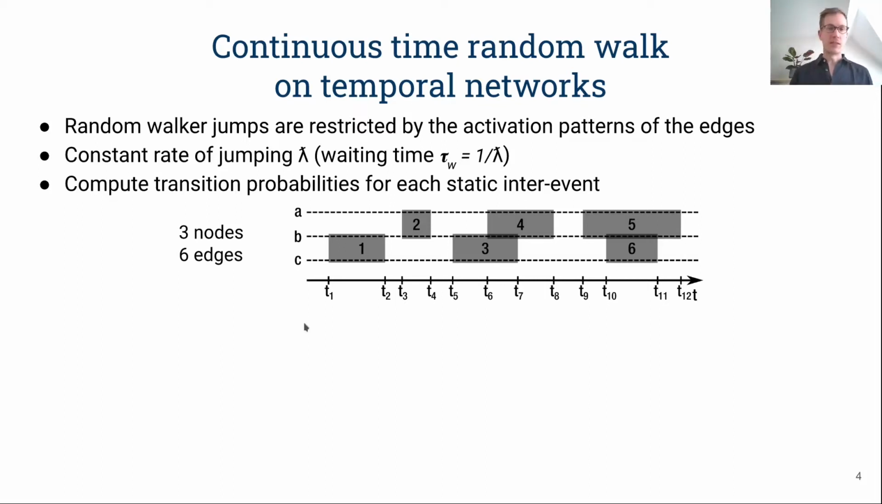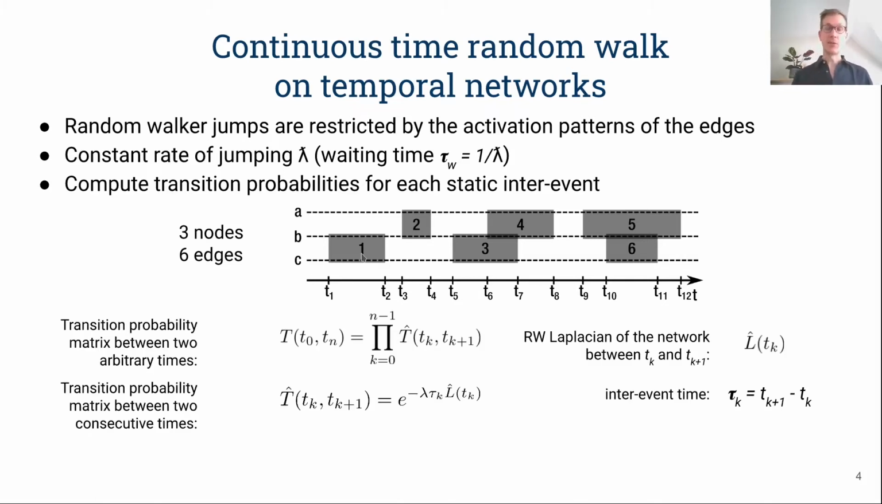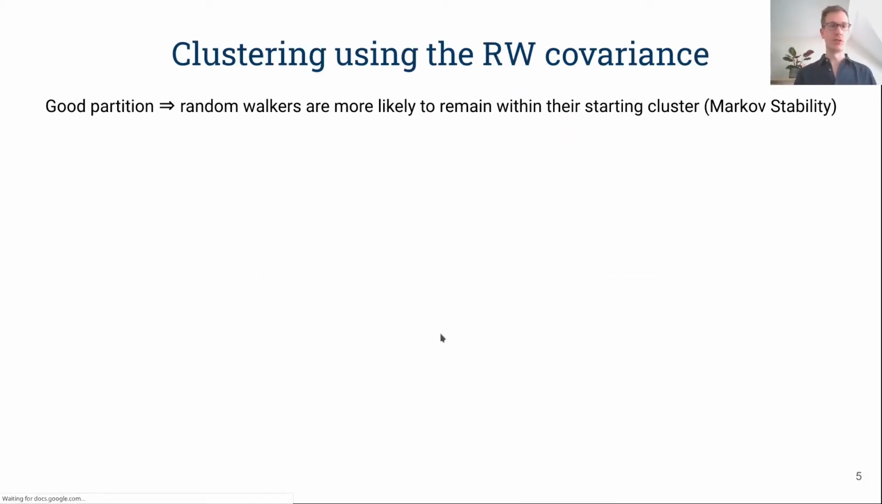If you look at this network with 3 nodes, A, B, C, and 6 edges, you see that here, for example, random walkers can jump from node C to node B between T1 and T2. During this time, we can compute the transition probabilities. For each static inter-event time, we can compute the transition probability as the exponential of the Laplacian. And then if we want to know the transition probability between any 2 times and any 2 nodes, we just have to multiply those inter-event transition probabilities. In general, this is a process that is non-stationary. We don't know if it will eventually reach a stationary distribution. And then what we want to do is cluster this flow to find clusters that are meaningful.